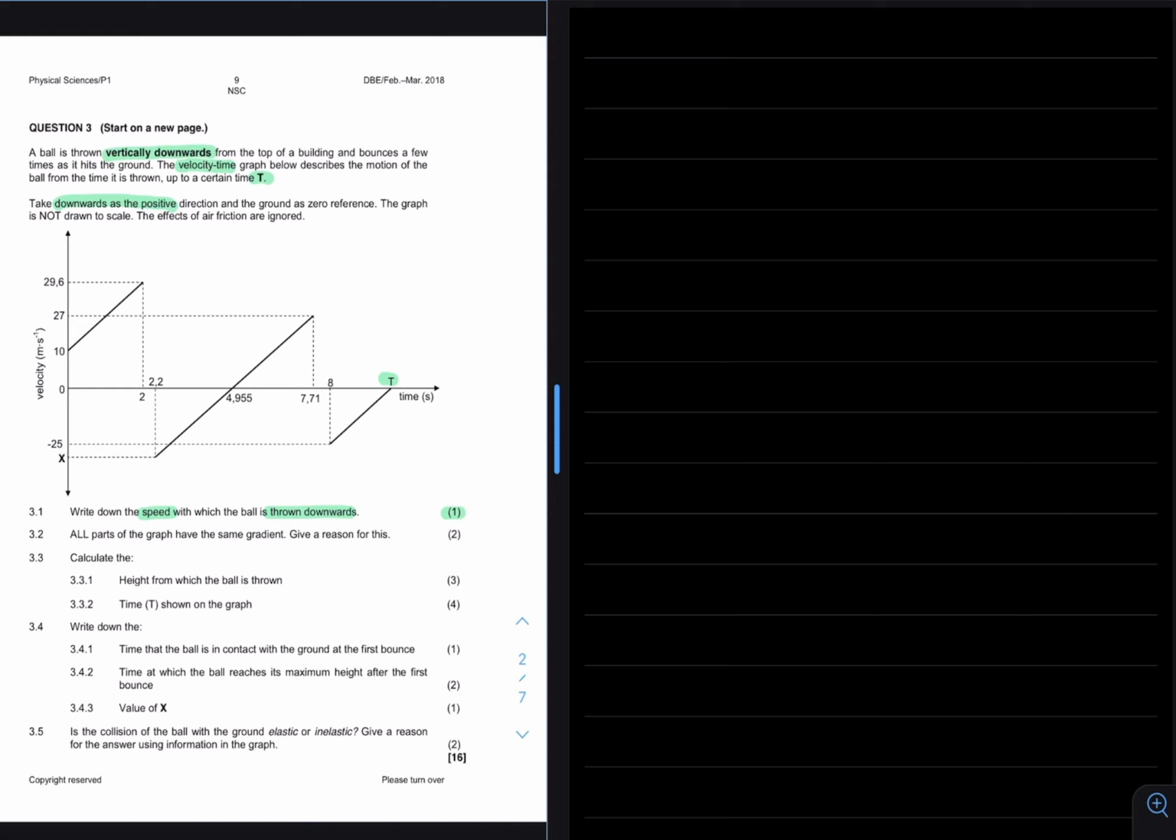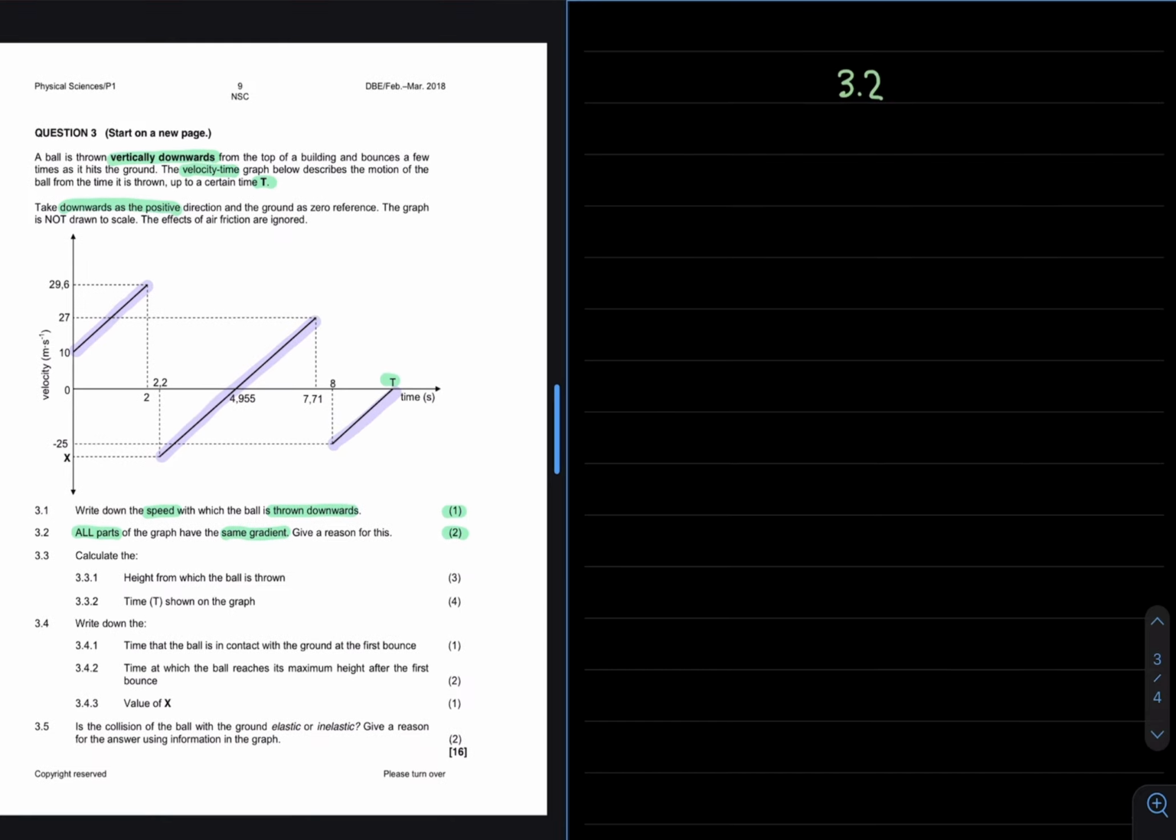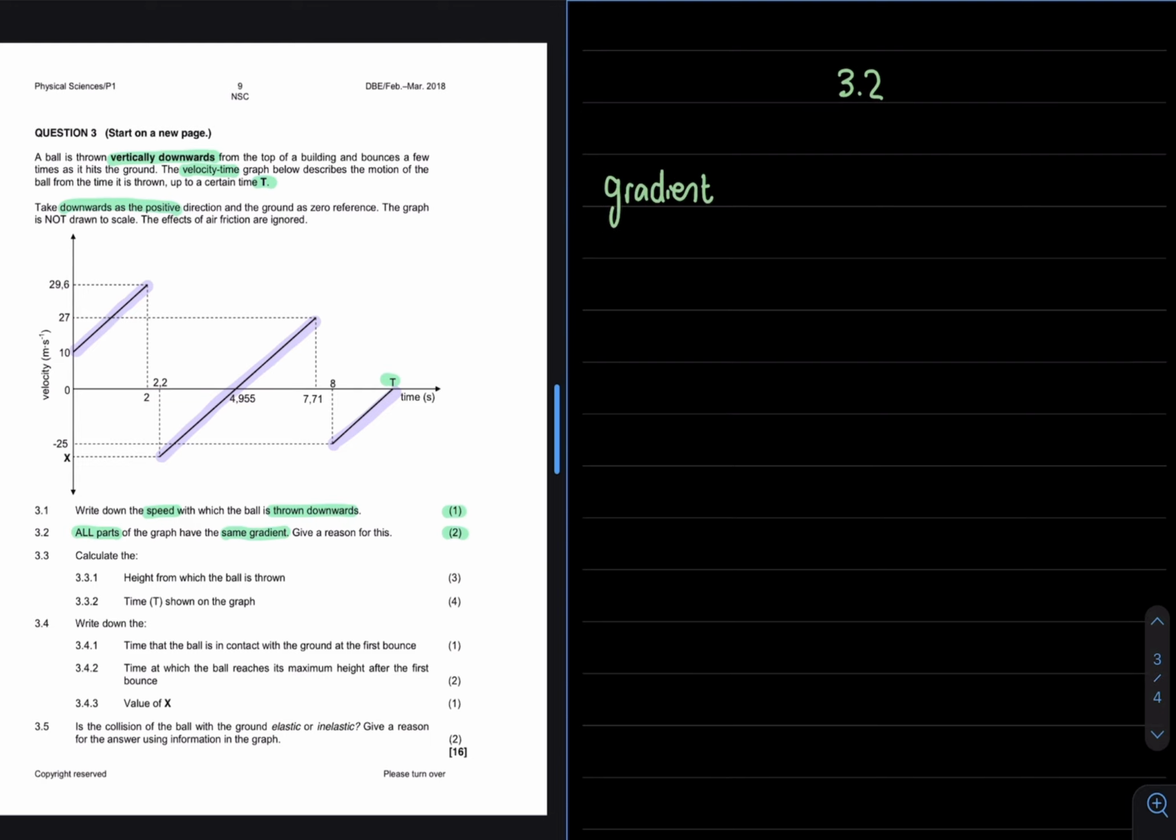Question 3.2 says, all parts of the graph have the same gradient. Give a reason for this for a total of 2 marks. Now, the gradient that they are referring to is this gradient. Now, in order to understand what the gradient is, we can have a look at what the gradient in this graph would give us. To calculate gradient, it is the change in position of your y over the change in position of your x-axis.